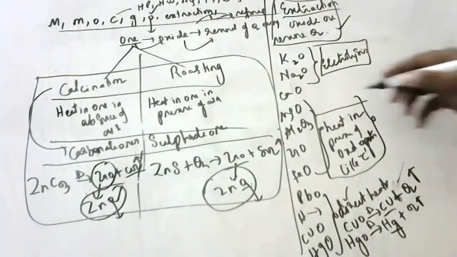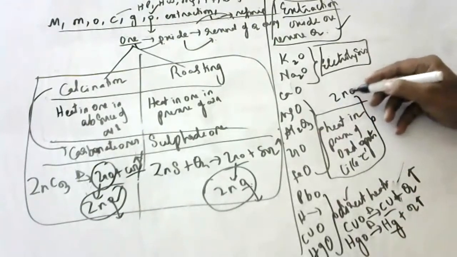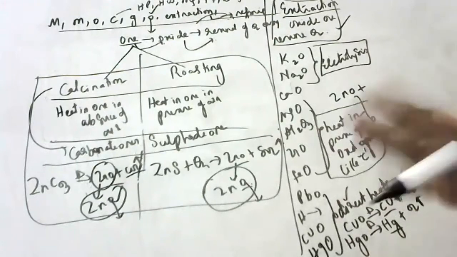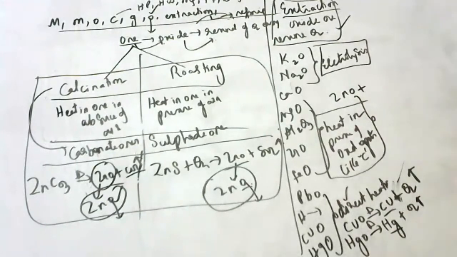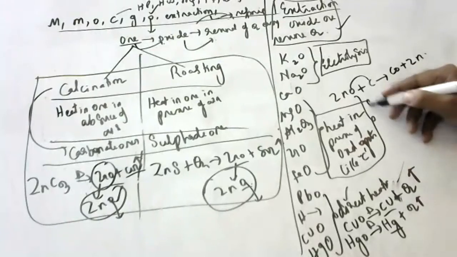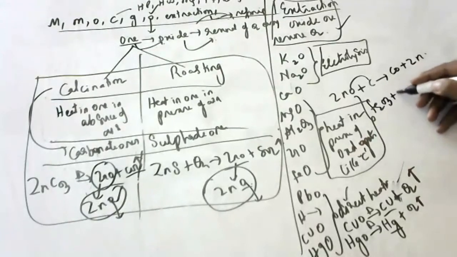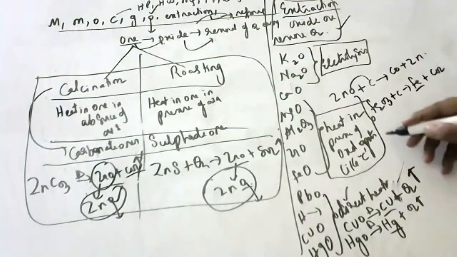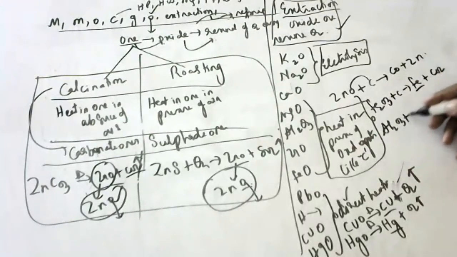And the middle metals, like suppose zinc oxide is there. Zinc oxide, if you heat it directly, won't leave oxygen because it is a little bit more active. So put some carbon. Carbon will take this oxygen and form carbon monoxide, leaving behind zinc. Zinc you got. Suppose Fe2O3, hematite is there, put carbon, you'll get Fe plus CO2, iron we got. Suppose Al2O3 is there, put carbon, you'll get Al plus CO2.